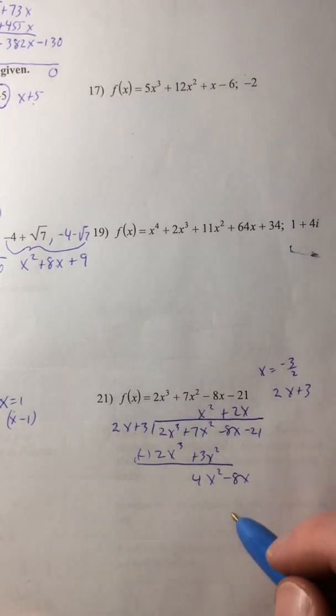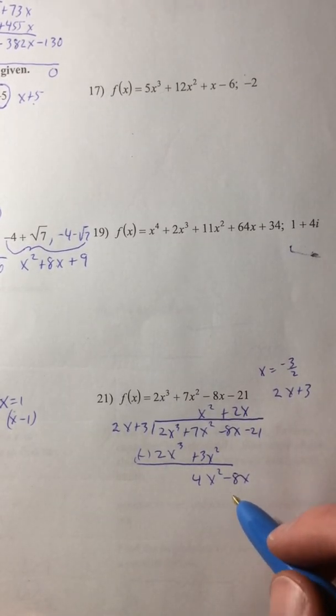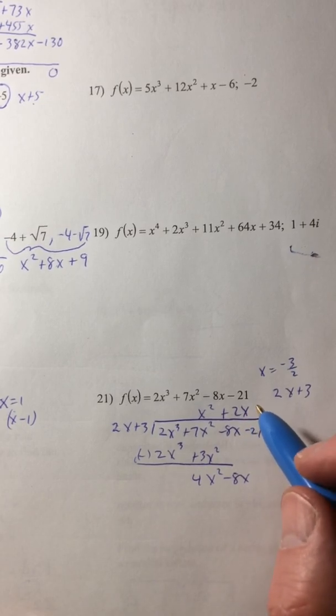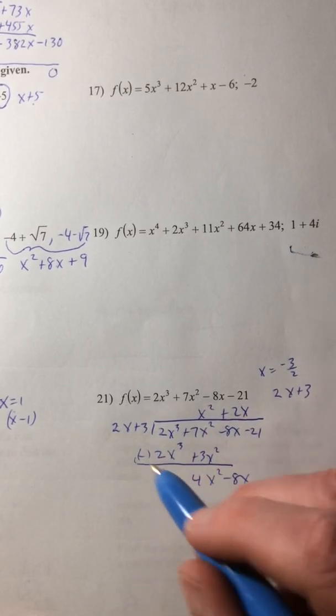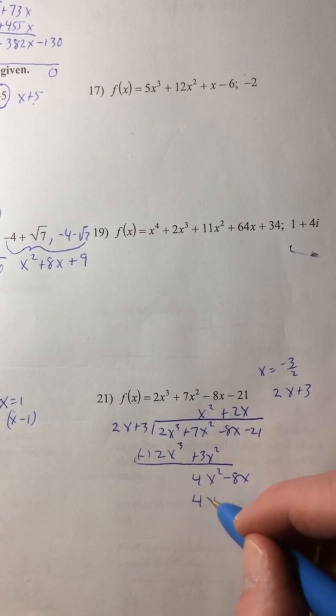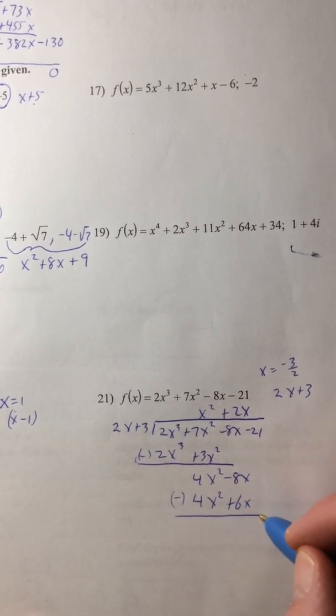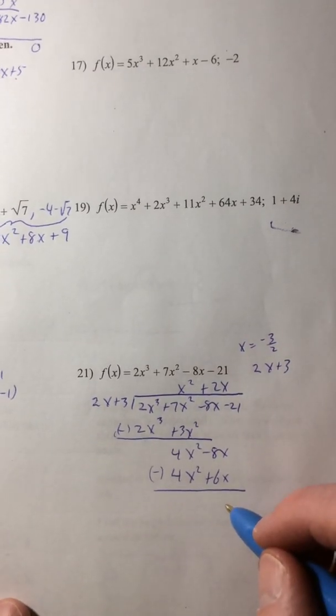A little bit of extra crap on my pen there. Bring that down. Yep, and then we multiply. Right, is that where I'm at? Yep, 2x times that is 4x squared plus 6x, and we subtract. Oh, this is not looking good again, damn it.